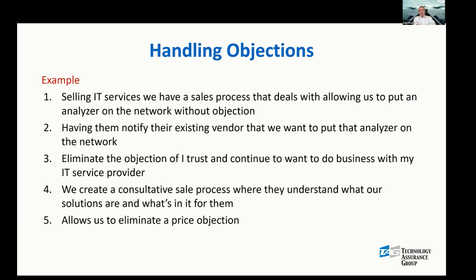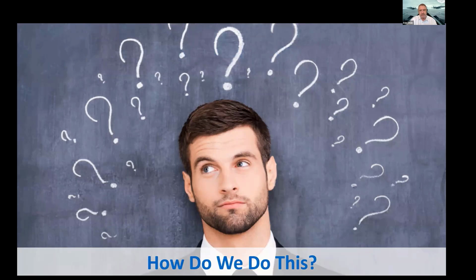We look at these 5 objections when we're selling managed services. Our sales process eliminates these 5 objections. If you eliminate these 5 objections, you have a much higher probability of a close to the transaction. And that's what we're going to do here. I'm going to go back through now and go through how we handle these. So how do we do this?